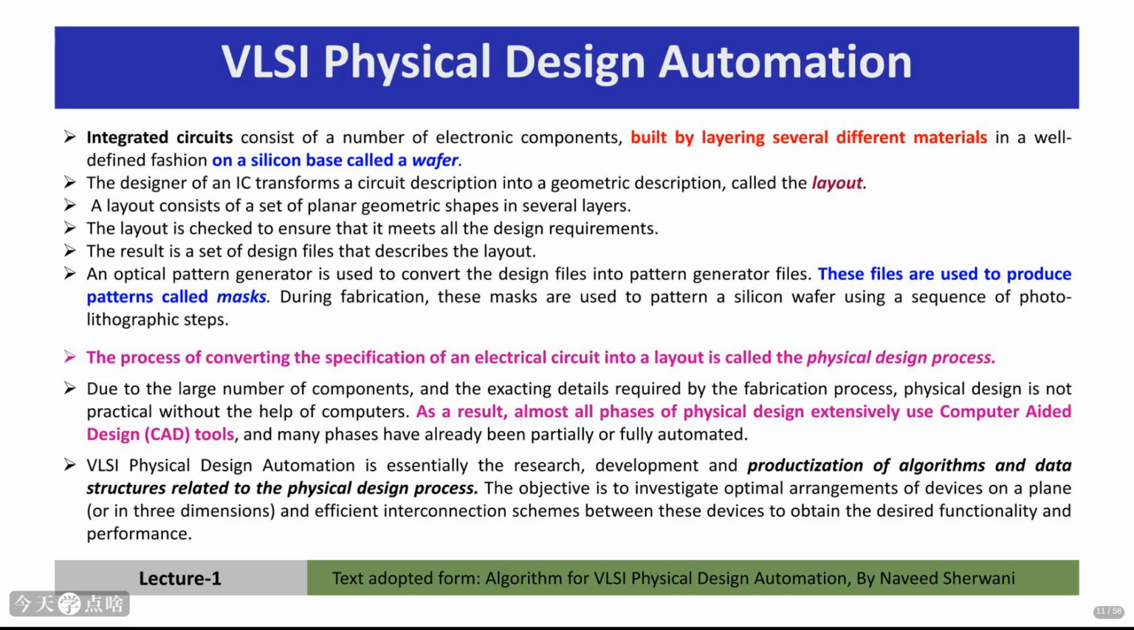That's why we need computer-aided design, CAD, tools. Physical design automation is the research and development behind these powerful tools, aiming to find the best way to arrange components and connect them efficiently to meet performance goals like speed and power consumption.